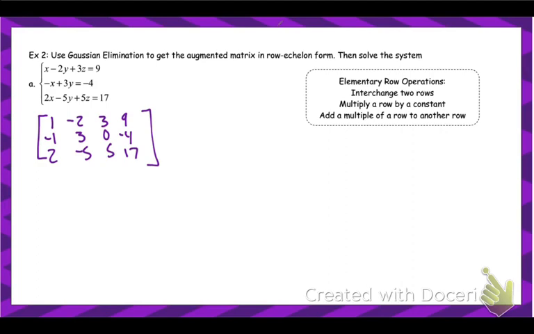So what I'm going to do is I'm going to take the second row, and I'm going to add the first row. Because if I do that, well, -1 plus 1 is going to give me a 0 in the first column, and that's my goal.